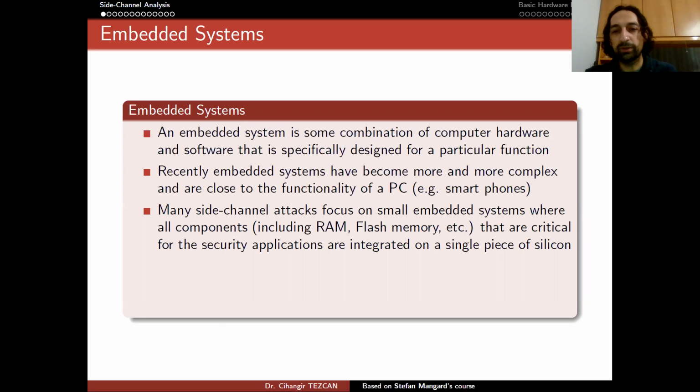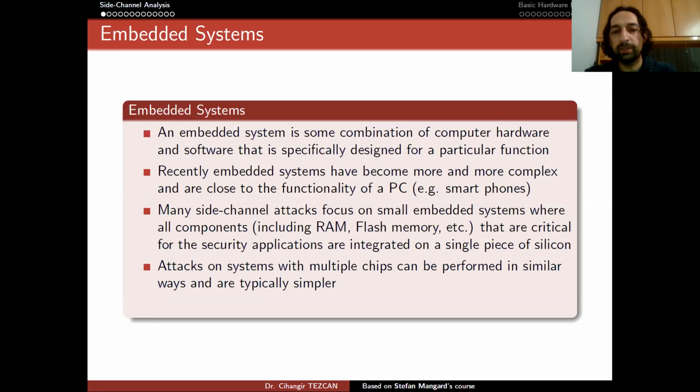Many side channel attacks focus on small embedded systems where all components that are critical for the security applications are integrated on a single piece of silicon, and these include RAM, flash memory, etc. So this is the main idea. We have a very small device that has its own RAM, flash memory, and so on. So it is just a piece of silicon that performs the functionality that is required for its purpose. Attacks on systems with multiple chips can be performed in similar ways and are typically simpler. So it doesn't matter if there is more than one chip.